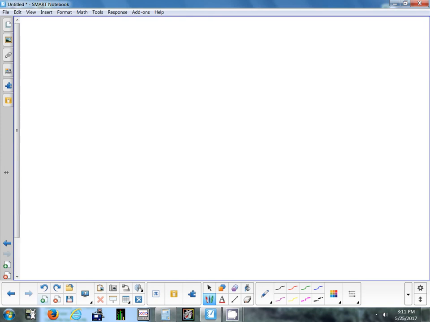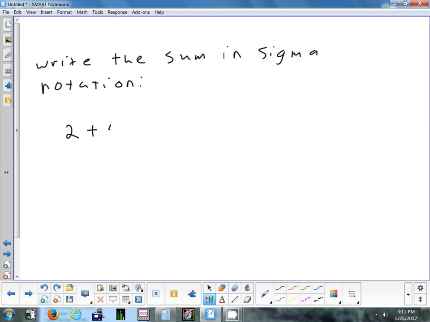All right, let's try writing something in sigma notation. So write a sum in sigma notation. Let's say we had, do you want to do a finite sum or an infinite sum? It doesn't really make a huge difference. So let's do 2, 5, 8, 11, and it goes on forever. So this is an infinite sum.